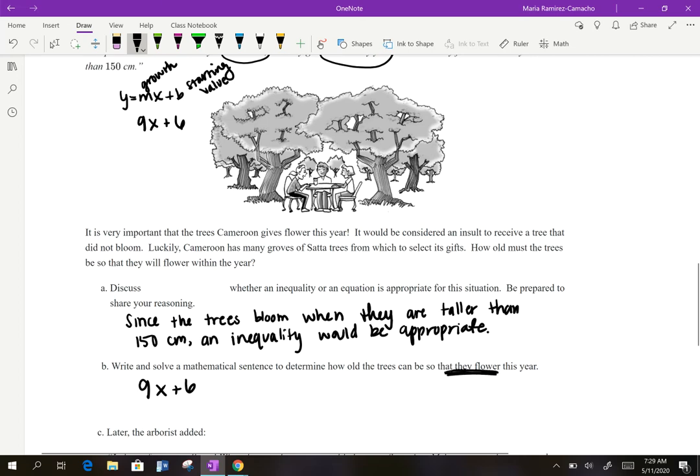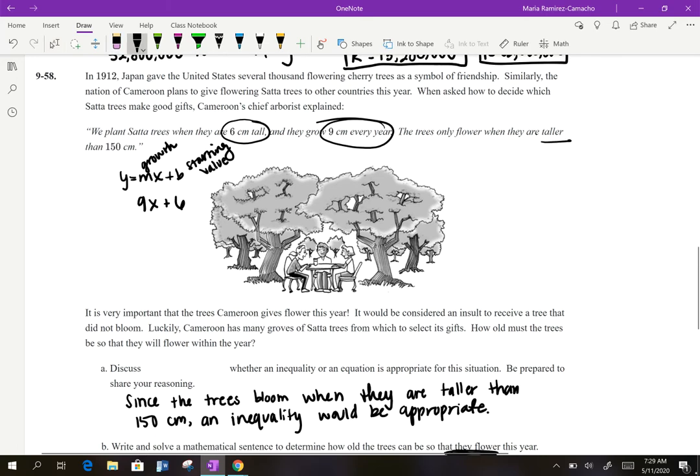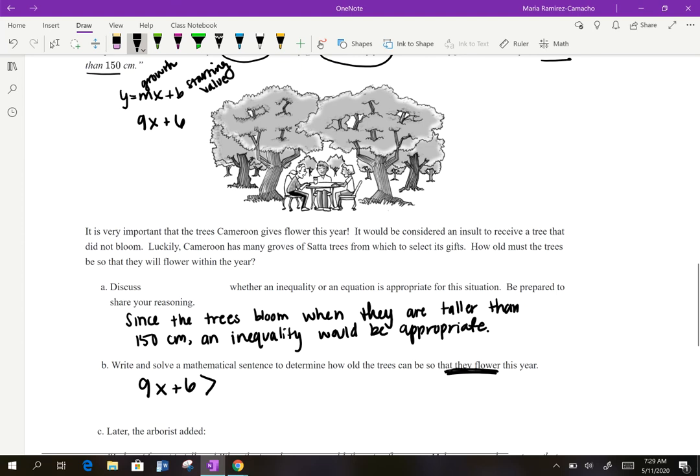and I need to know when it's going to bloom, when the tree is going to flower. So that means that it needs to be taller than 150 centimeters. So it needs to be greater than 150. So once again, this 9 was the growth. This 6 was the starting value, how tall the tree was when it was planted. And this is the minimum height for the tree to bloom.